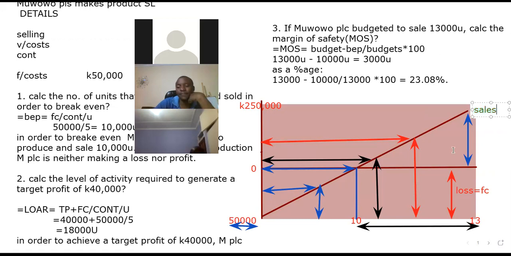Are you okay with that? I think it's a revenue line, it's the sales. Remember, we said anything above this line is a profit. So anything above there, you make a profit. Okay. Is that okay? I think for now, it's good.